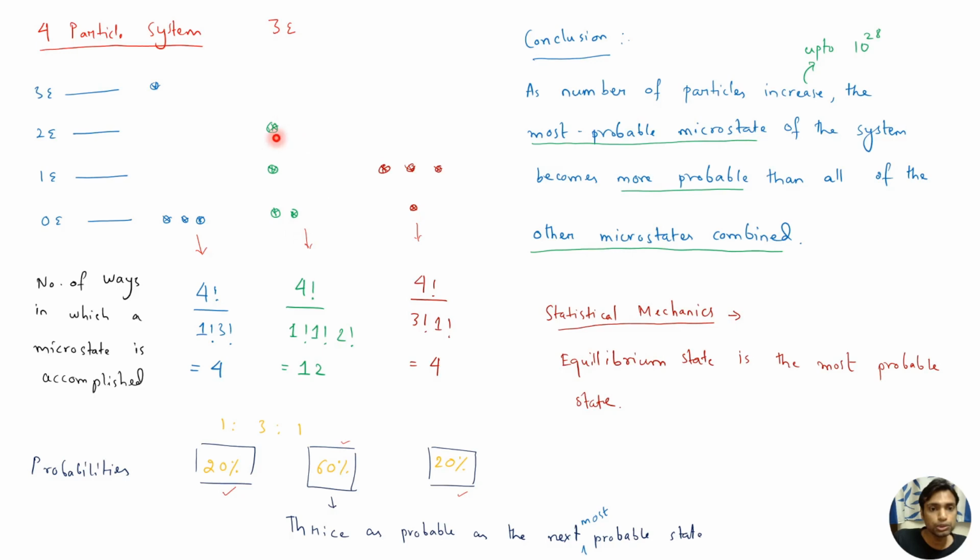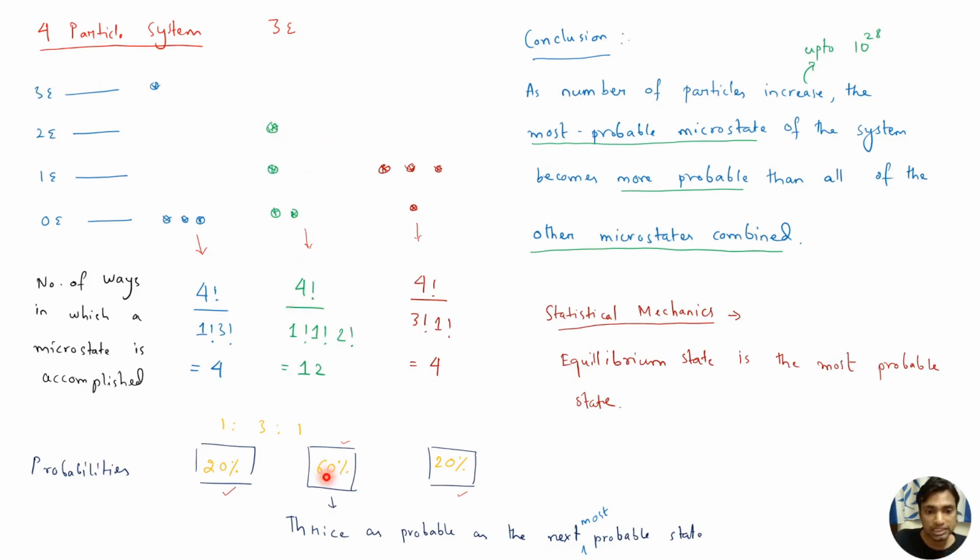So another way in which you can get a microstate is 2e, 1e, and the other 2 particles are in 0e. The number of ways in which this microstate can be obtained is 4 factorial over 1 factorial, 1 factorial, 2 factorial, and if you calculate that, it will turn out to be 12. And the third one is this microstate, which can be attained in 4 ways. So the total number of ways in which the macrostate 3e can be obtained is 4 plus 12 plus 4, total 20 ways.